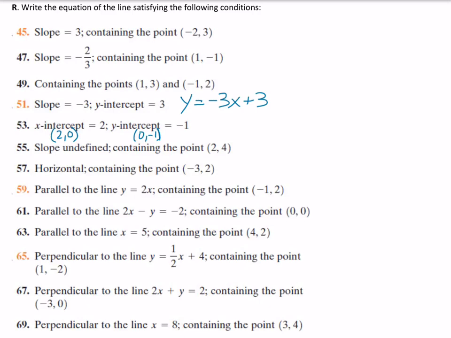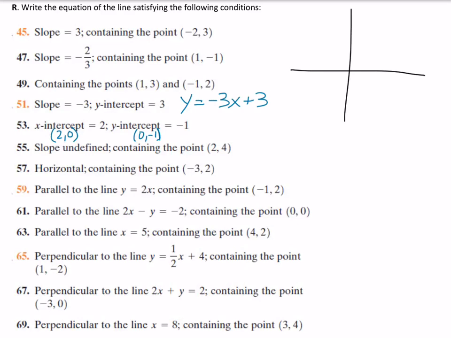Now let's talk about number 55, where it says slope undefined. So it tells me the slope, but it says undefined. The reason why I'm overemphasizing undefined is, I want you to say the word undefined. And what happens to your jaw, your chin? When you say the word undefined, the jaw drops down. So any undefined line goes straight up and down. When it says slope undefined, that means it's a line that's going straight up and down.